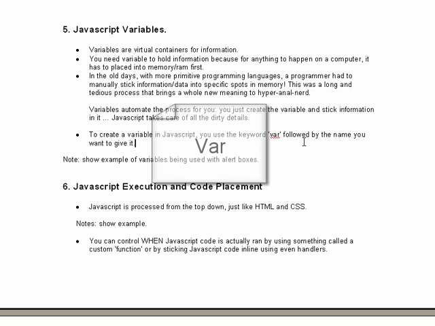So you've got to understand, when you use the var keyword in JavaScript, basically you're automating the process. Variables automate the process for you. You just create the variable and stick information in it. JavaScript takes care of all the dirty details. And of course, to create a variable in JavaScript, you need to use the keyword var followed by the name you want to give it.